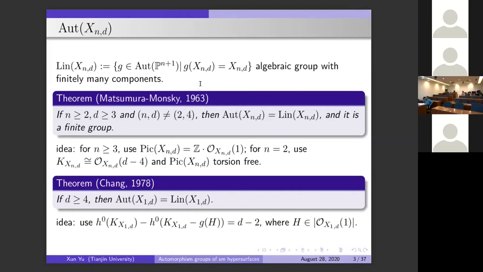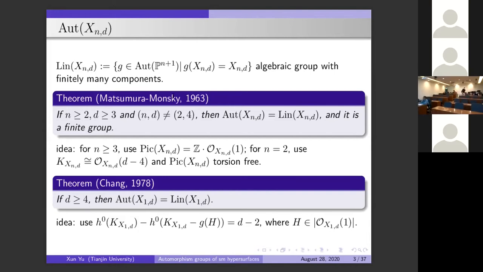Also, because it's a hypersurface, we consider the automorphisms which preserve the hypersurface. In general, it's a subgroup of the full automorphism group of the hypersurface. We denote this subgroup the linear part, and this subgroup is an algebraic group with finitely many components.